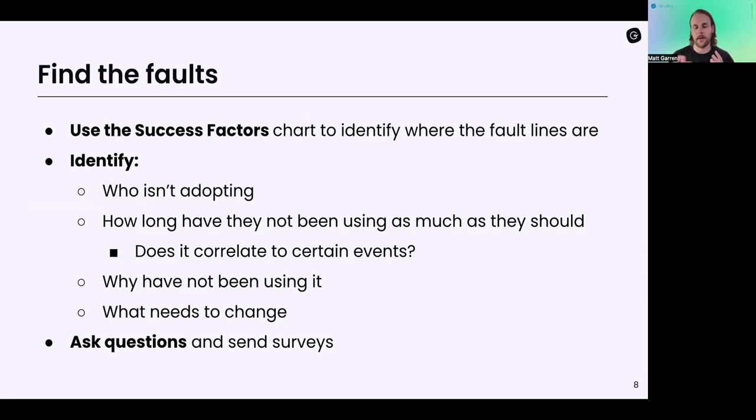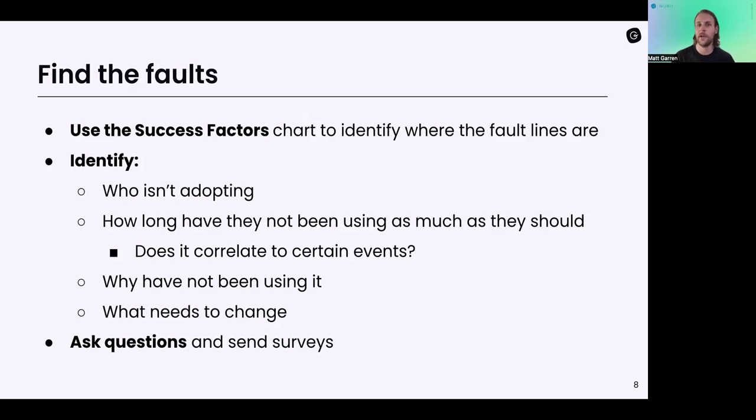So evaluate that pie chart, or not pie chart, but that chart, and see if that can help you pinpoint areas that you may need to improve on in order to get people to adopt and engage with Guru more. And once you've gotten that high level understanding of where the change management strategy may have faltered in terms of getting people to adopt Guru, you also need to identify who exactly isn't adopting this. What specific teams or groups of people or individual users aren't using Guru. How long have they not been using Guru as much as they should?